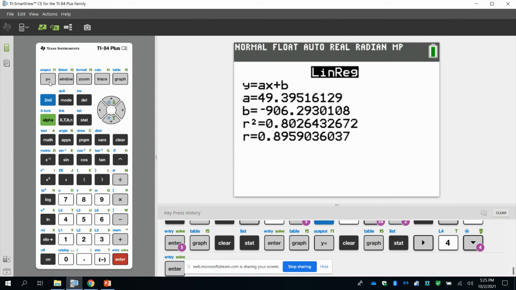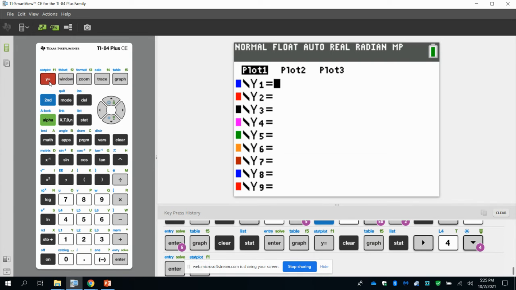So now we put the linear function into the calculator so we can graph it. We use y equals to enter the linear function, which is 49.40.